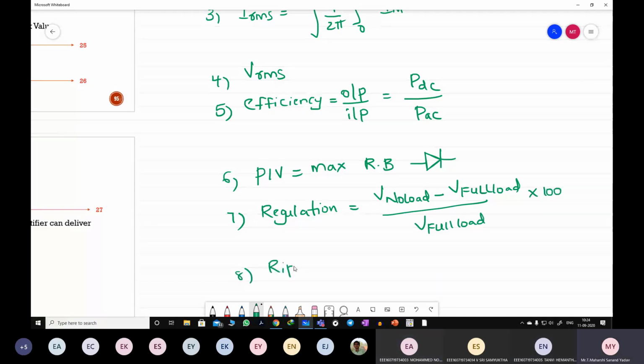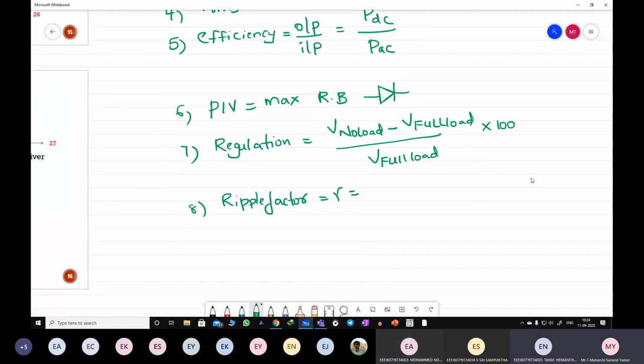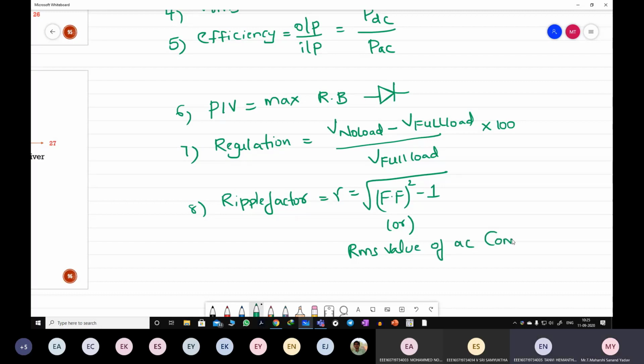Next, what is ripple factor? This is very important. You can expect the same for a short question also. Gamma has two formulas: RMS value of the AC component of the wave by the average DC value, which is root of form factor square minus 1. The other is RMS value of the AC component of the wave by DC value. So I hope you are clear.